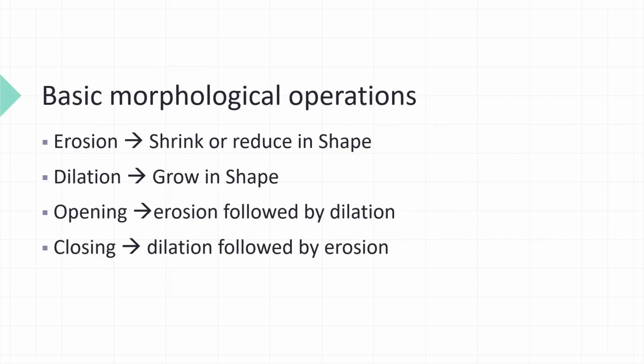Next one, closing: dilation followed by erosion. Meaning in the closing process, we do dilation first and then erosion. Here, in opening, we do erosion and then dilation. This is the simplest way of having both of the things, and mainly the smooth contours and the shapes which have some absurdities are computed with the help of these operations.